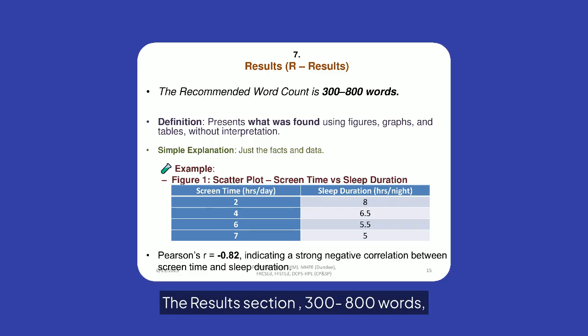The results section, 300-800 words, presents what was found using figures, graphs, and tables without interpretation. It provides the facts and data, such as the correlation between screen time and sleep duration.